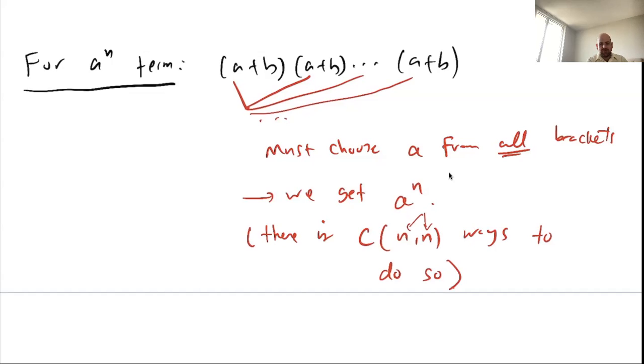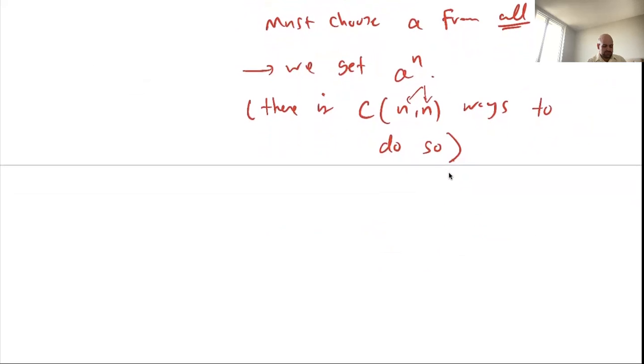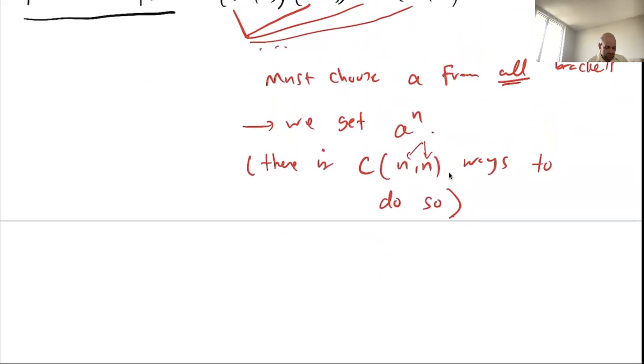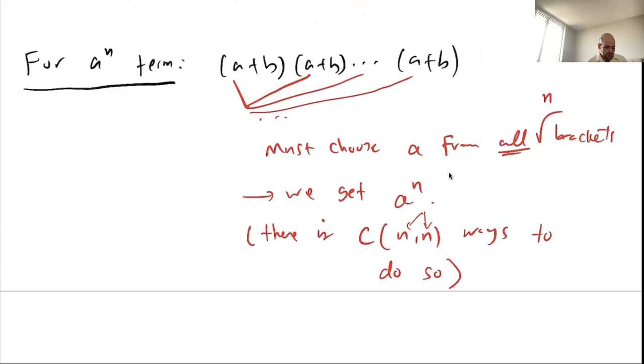But for the remaining powers of a, you will see that these two numbers will not necessarily be the same, right? So the two parameters: one is the total number of brackets, the second is the number of brackets that I want to choose a from. If I want to have a to power n, I have to choose a from n brackets so that I get the a to power n term. So we must choose a from all n brackets.